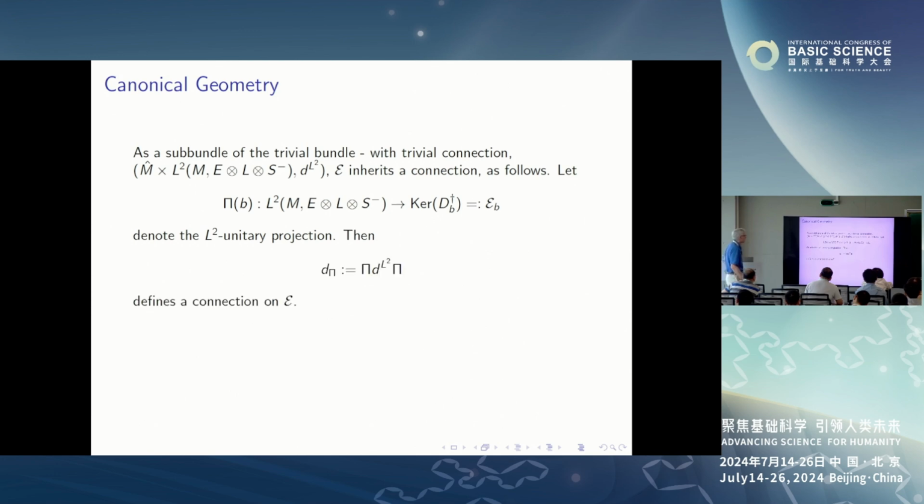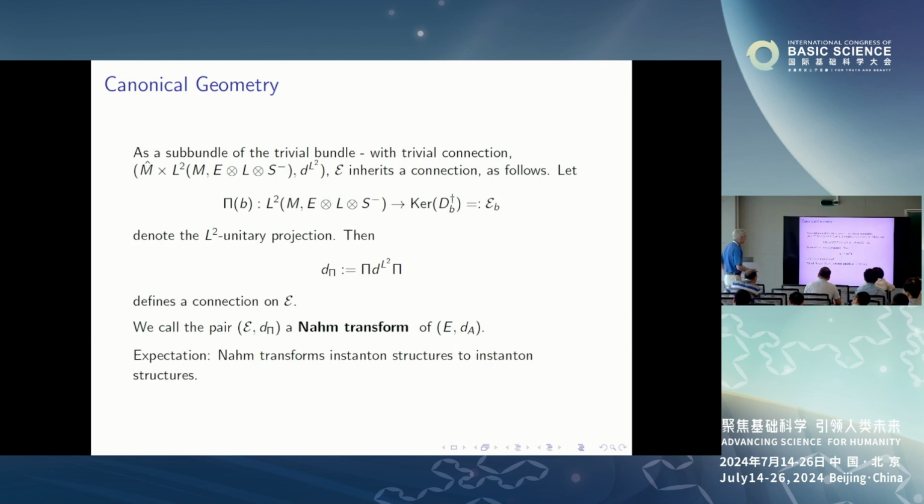Then we just take pi and create a connection sandwich out of it. So we define D sub pi to be pi D L2 pi. And that gives us the connection on E. And so we call the pair calligraphic E, D sub pi a Nahm transform of (E, D sub A). I say A rather than the because it depends on the family of auxiliary bundles that we fed in.